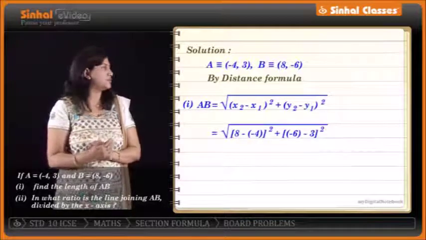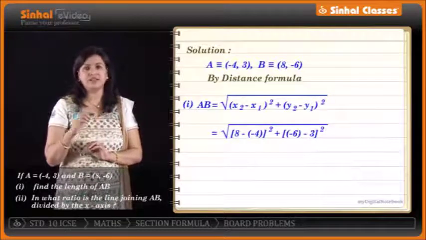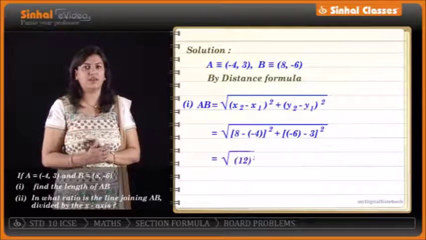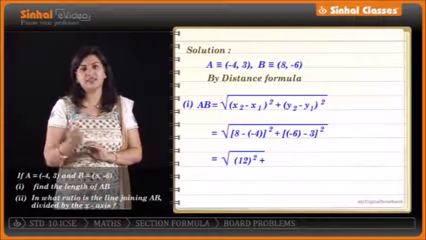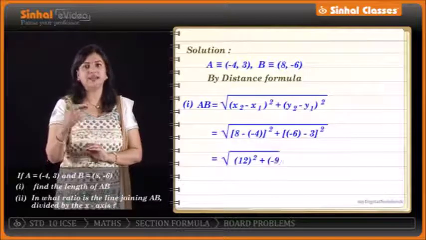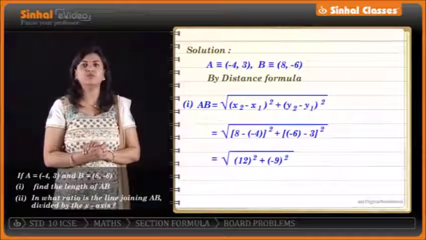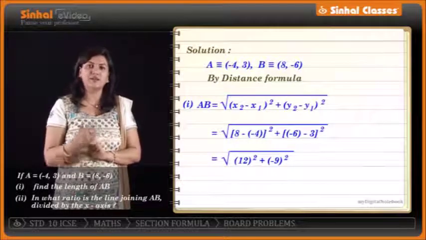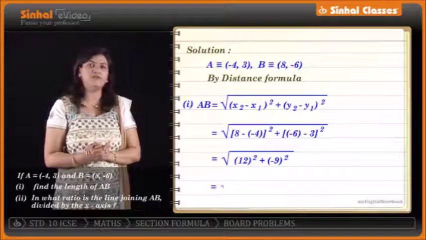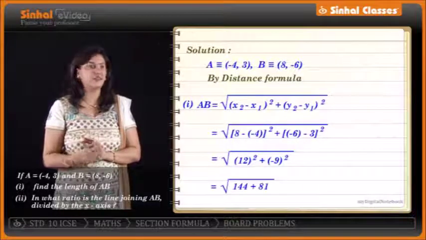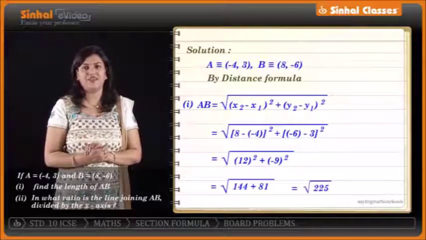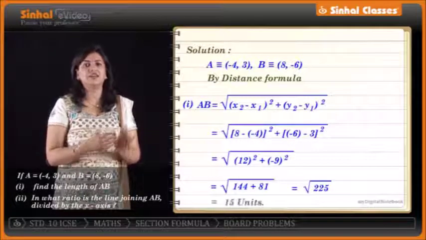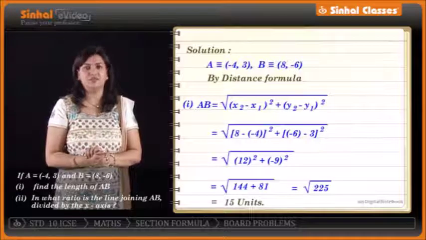Simplify this to get root 8 minus of minus 4 gives us 8 plus 4, that is 12 square, plus minus 6 minus 3 is minus 9 square. We get root 12 square plus minus 9 the whole square. Simplify this to get root 144 plus 81, which is nothing but root 225. Now we know the square root of 225 is 15. So AB is 15 units.